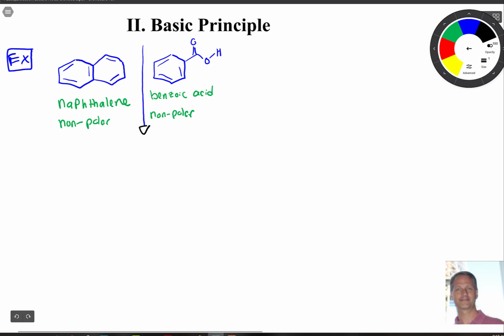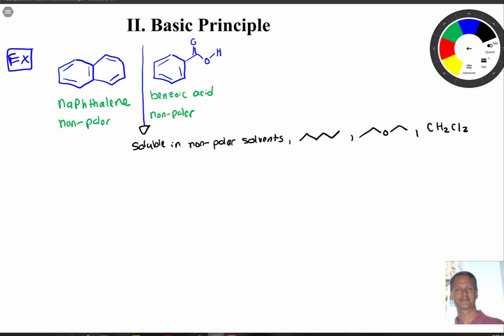So both of these things down below are going to be soluble in nonpolar solvents. So for example, you have things like hexane, right? You have diethyl ether, you could use methylene chloride, so on and so forth. So let's just imagine for the sake of this that we're going to use diethyl ether.